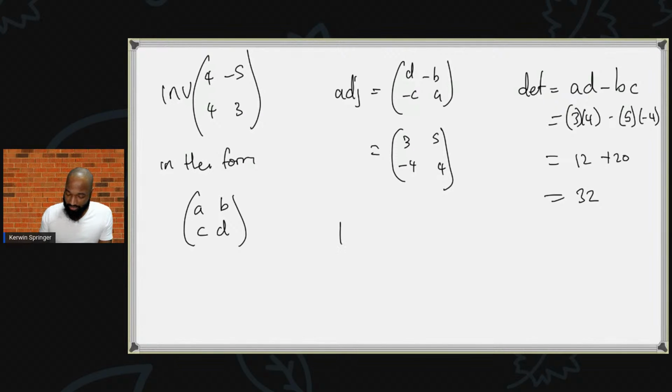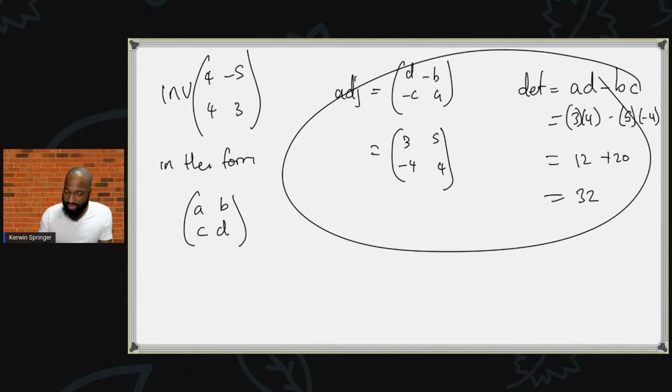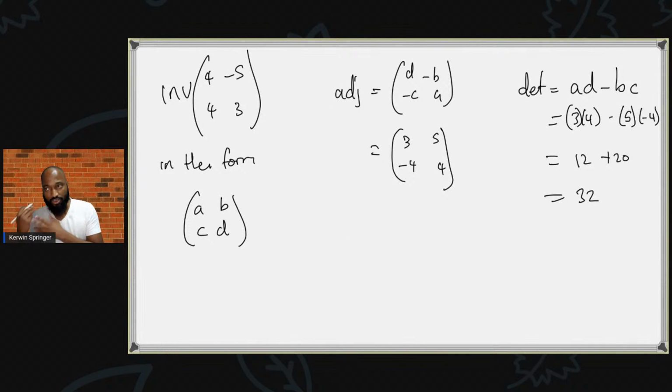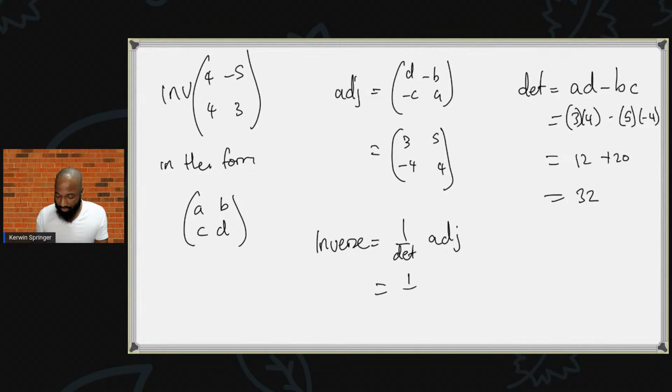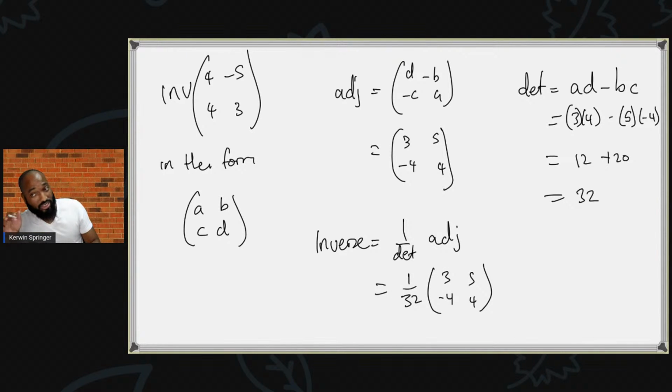All right, after you find the adjoint and the determinant, you find the inverse. The inverse is 1 over the determinant times the adjoint. This is the same as 1 over 32 times 3, -4, 5, 4. Now I'm not going to put this 1 over 32 into all of them. I could just divide everything by 32. The 4s will do nicely, and you'll get -1 over 8 and 1 over 8.